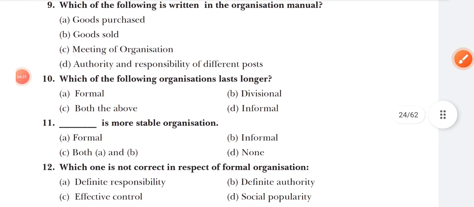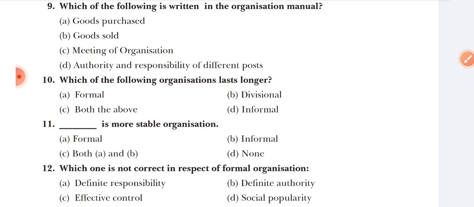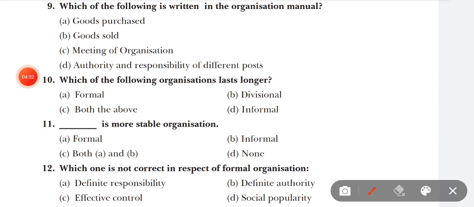Now question 12. Which one is not correct in respect of formal organization? A, definite responsibility. B, definite authority. C, effective control. Or D, social popularity. And the correct option is option D, social popularity.